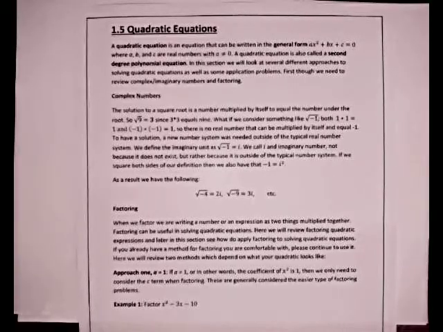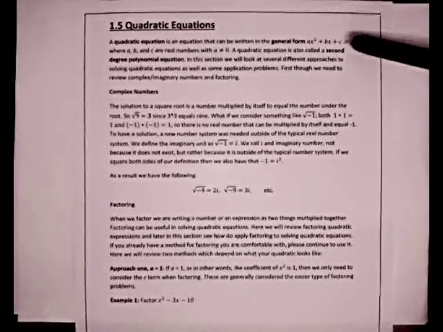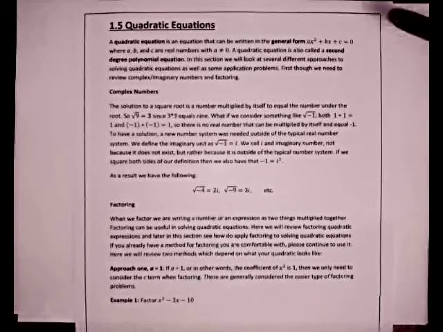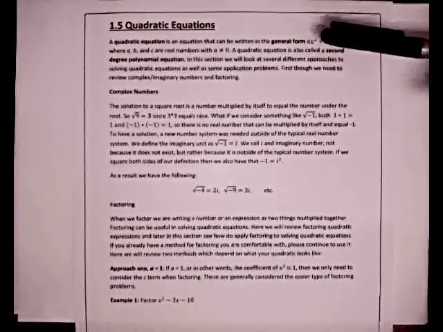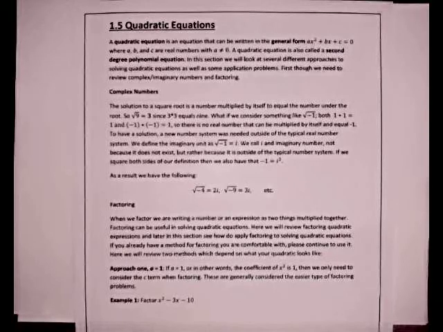A quadratic equation is an equation that can be written in the general form ax squared plus bx plus c equals 0, where a, b, and c are real numbers with a not equal to 0. Key thing here being the highest power of x is an x squared. A quadratic equation is also called a second-degree polynomial.